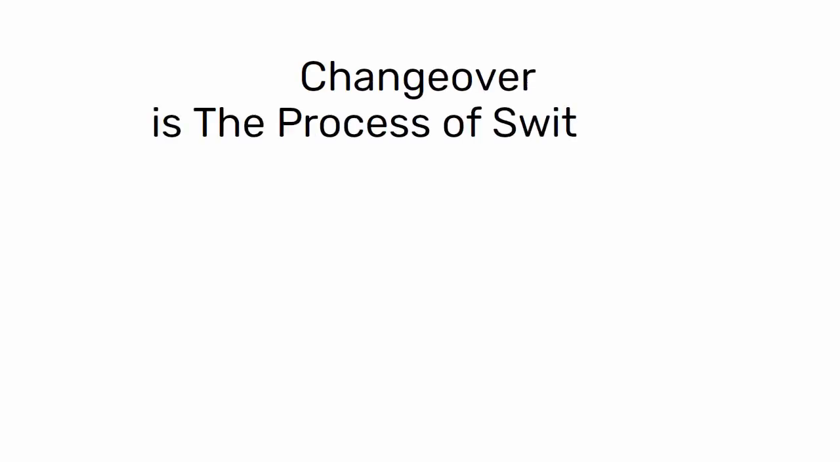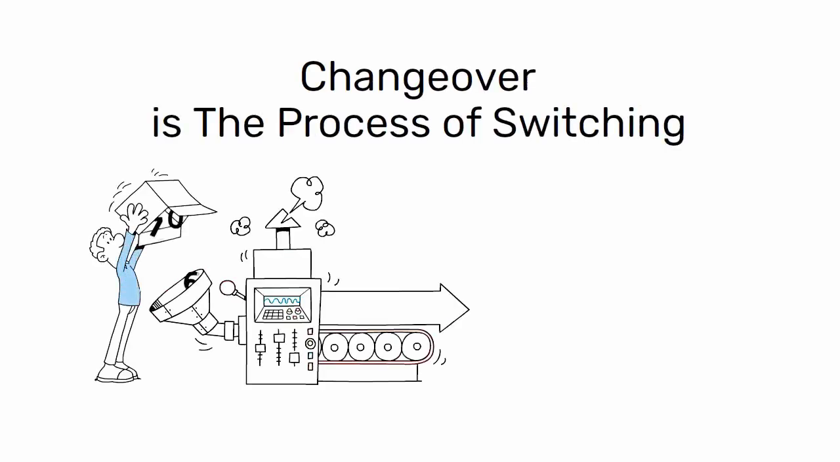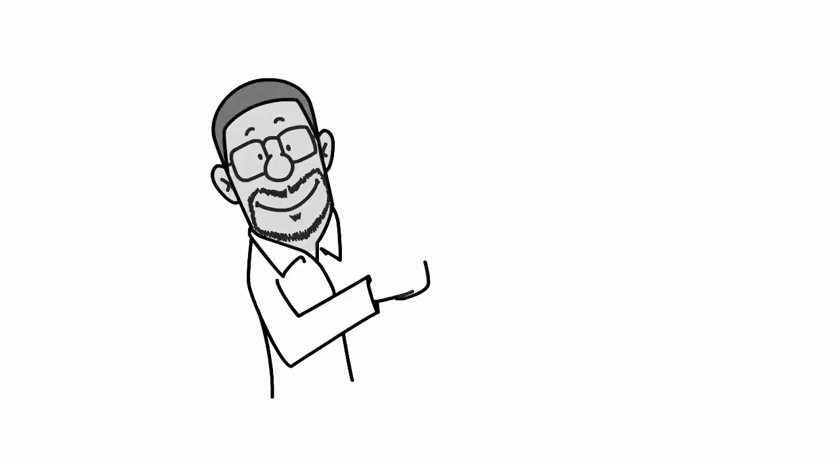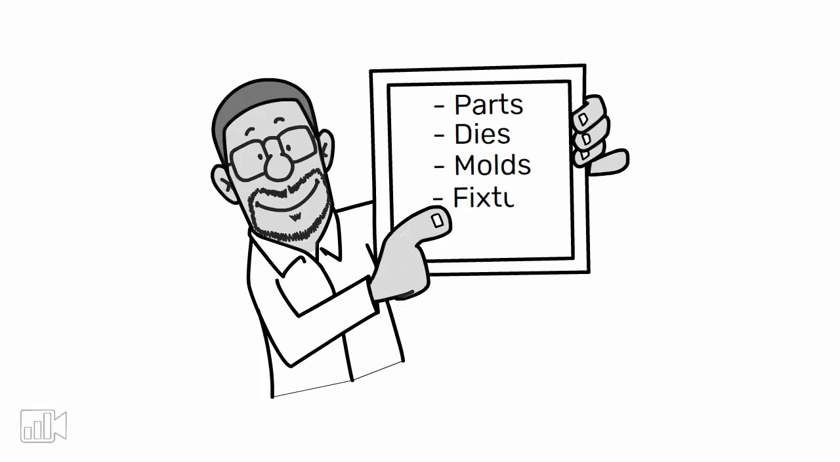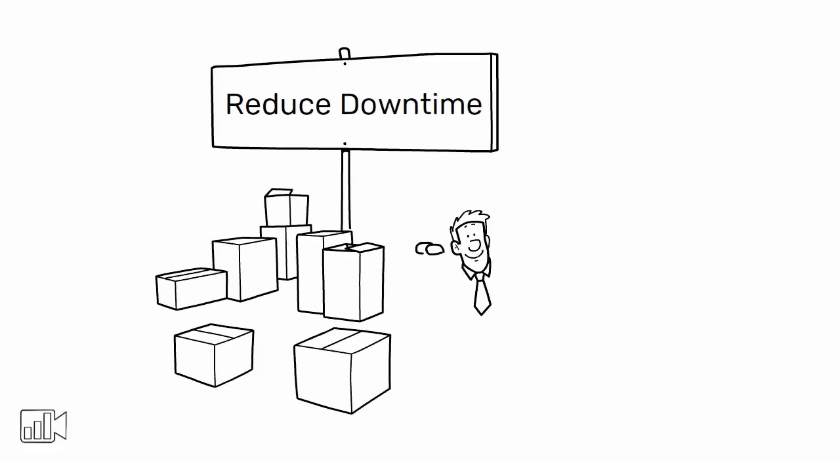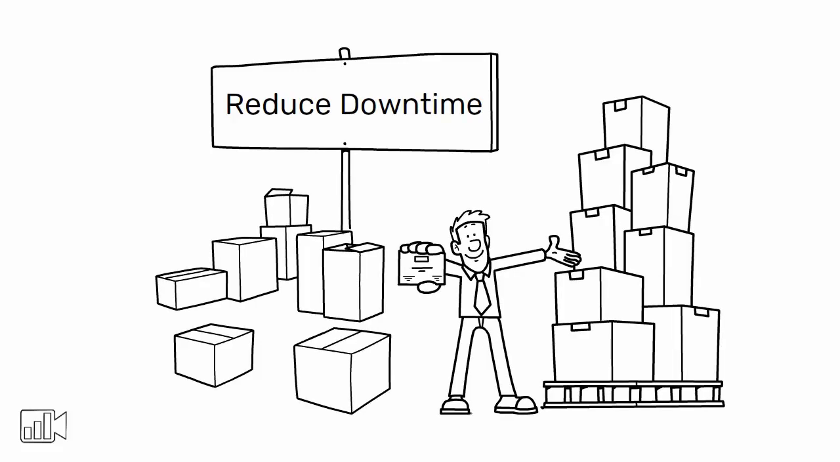Changeover is the process of switching from producing one product or part number to another on a machine or a series of linked machines. It involves changing parts, dies, molds, fixtures, and so on. The goal of changeover is to reduce downtime and increase efficiency in the production process.